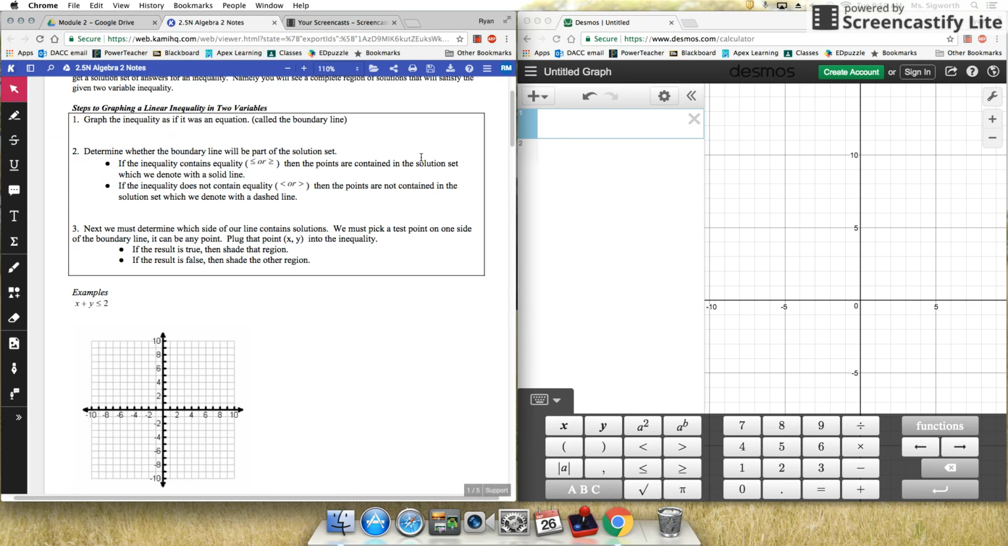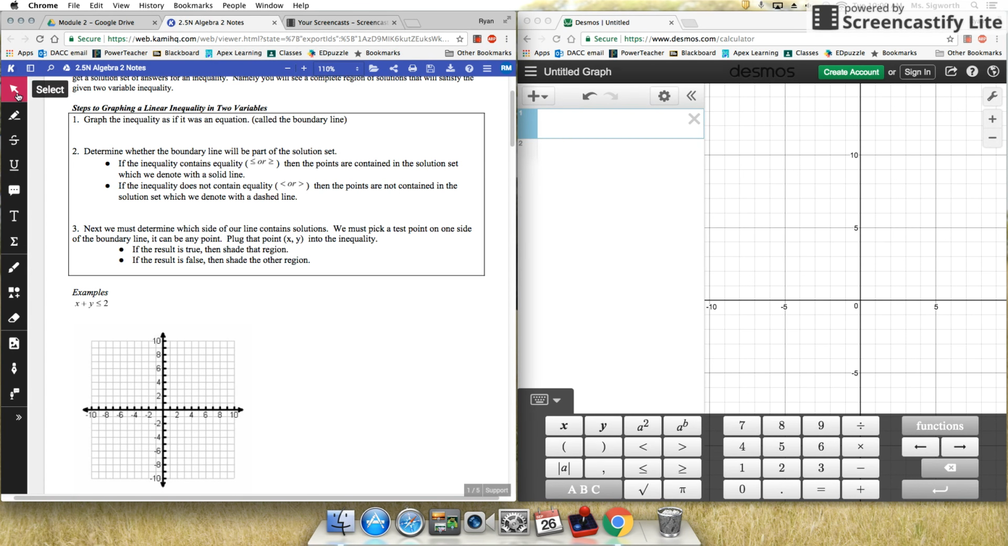Most commonly, because it's an entire region, you're going to see this written graphically. It's hard to write it algebraically, so you're going to see graphic regions of solutions. And to do that, if I look at step 1 here to graph these linear inequalities in two variables, you're going to start by graphing the inequality as if it was an equation. And that's called the boundary line, where our region starts or stops.